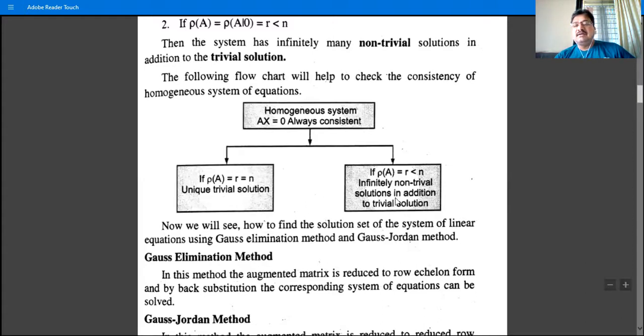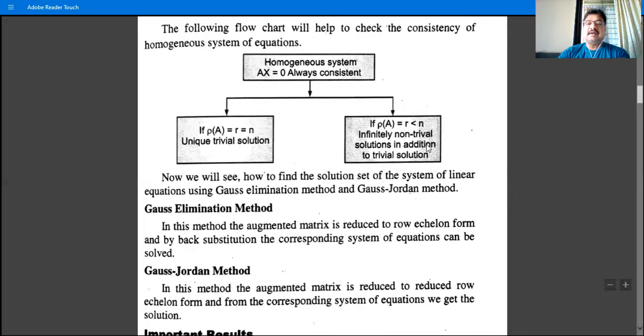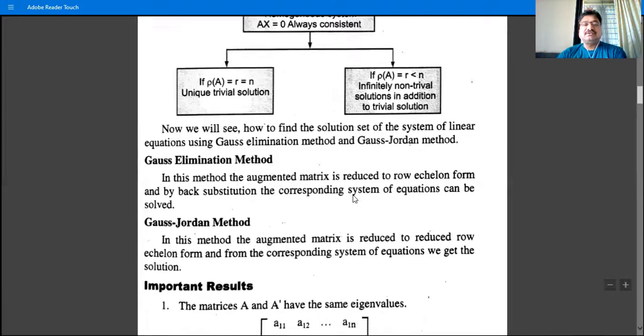And the system has non-trivial solutions. In addition, the trivial solution is always a solution of every homogeneous system. But if rank of A is strictly less than the number of unknowns, then the system has the trivial solution as well as non-trivial solutions. That is, the system has infinitely many solutions. So this is about the homogeneous system.